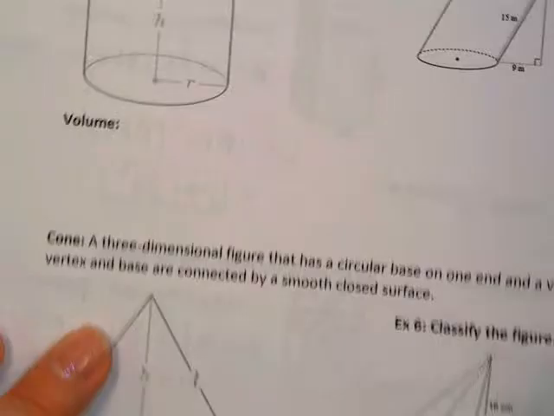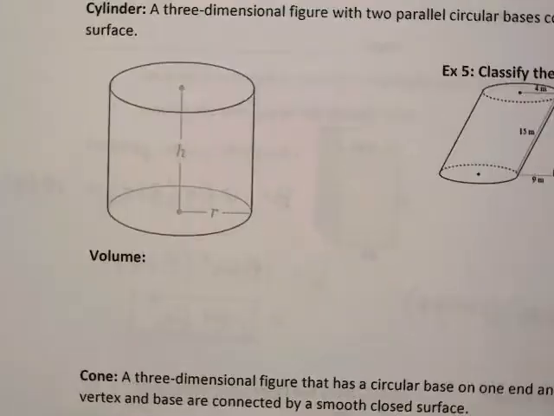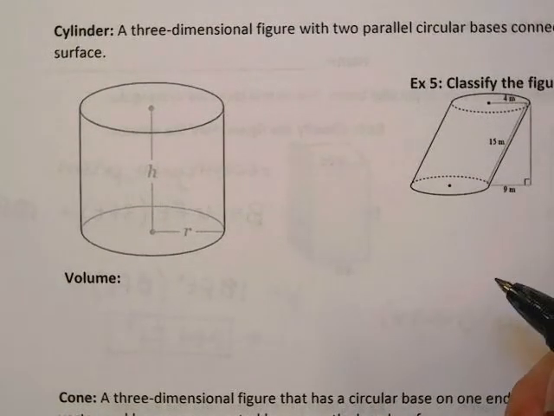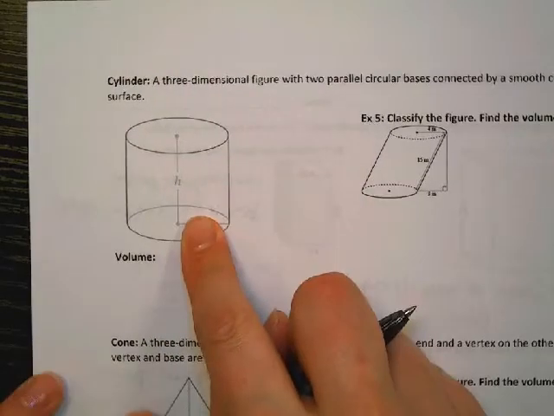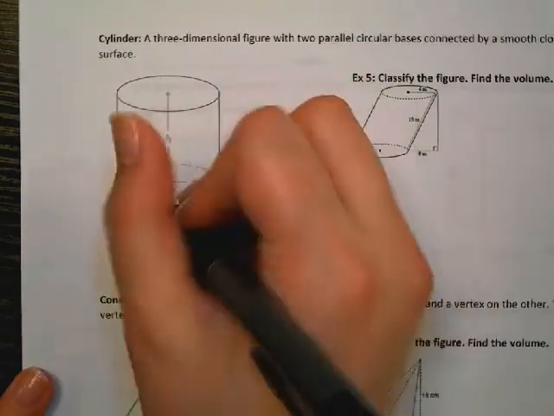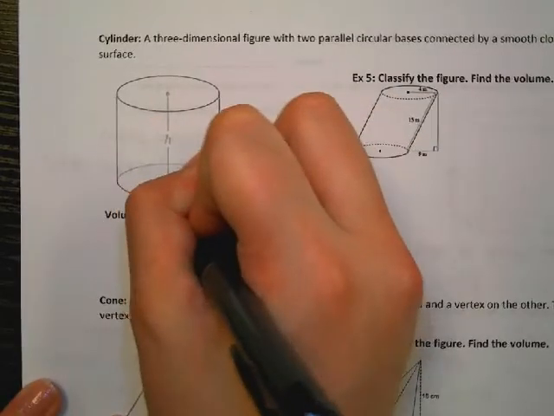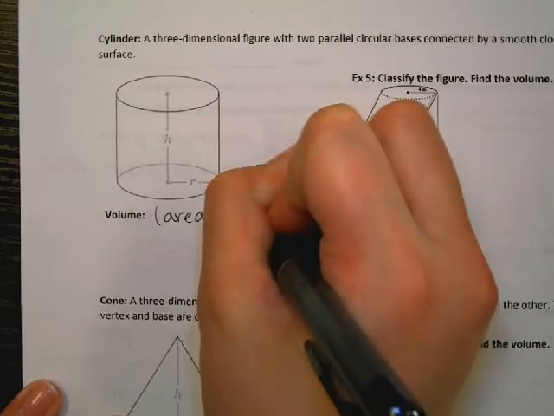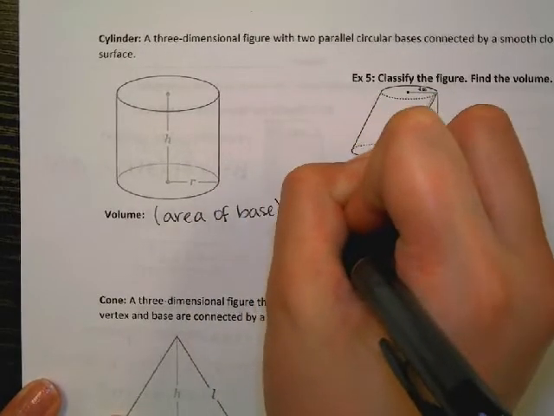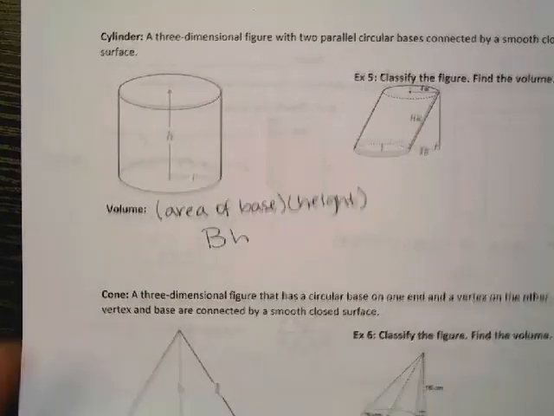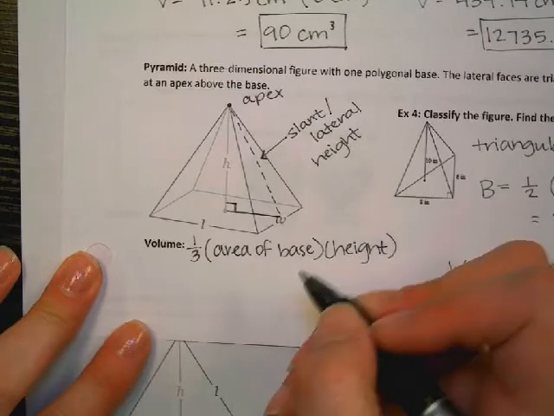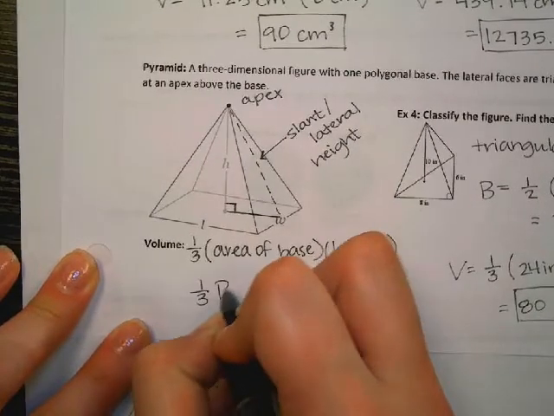All right, so examples on the back. We have a cylinder, which is a 3-dimensional figure that has 2 parallel circular bases that are connected by a smooth closed surface. So here's our cylinder. And then the volume for this is also just going to be area of the base times the height, or B times H. Actually, we could fix that on the front too. So pyramid would be 1/3 area of the base times the height.